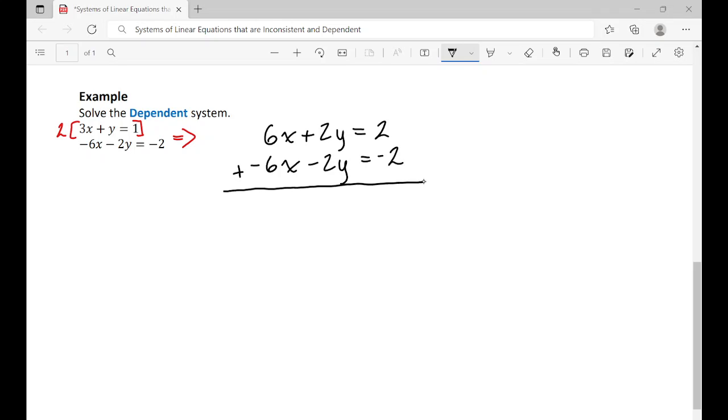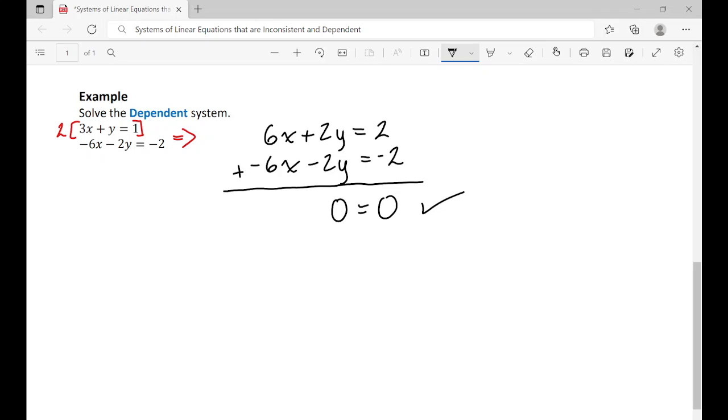And so if I add these together, the 6x's cancel out, the 2y's cancel out, leaving me with a 0, and then 2 and negative 2 give me a 0 as well. And 0 does equal 0. That is a true statement. So this is a dependent system, or identity statement.